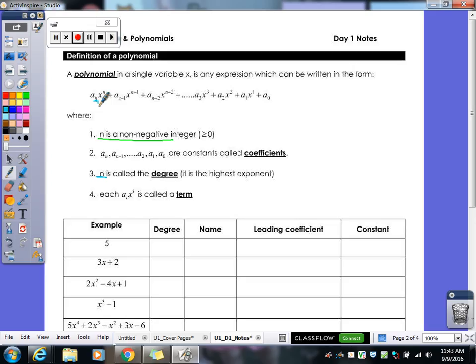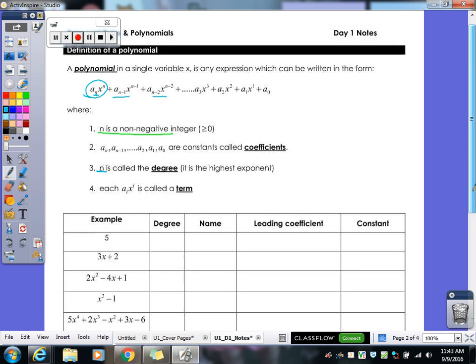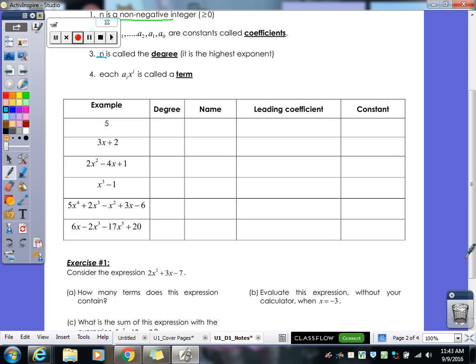And then a sub 1 x to the first is called a term. So this is 1 term, 2 terms, 3 terms, so on and so forth. So this chart should look very familiar. This chart is from Math 9. They literally copied and pasted it. So example number 5, do we have any variables here? No. So this is a degree of 0 because there's no variables.